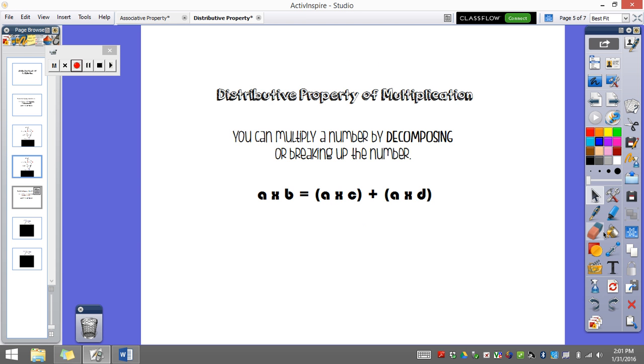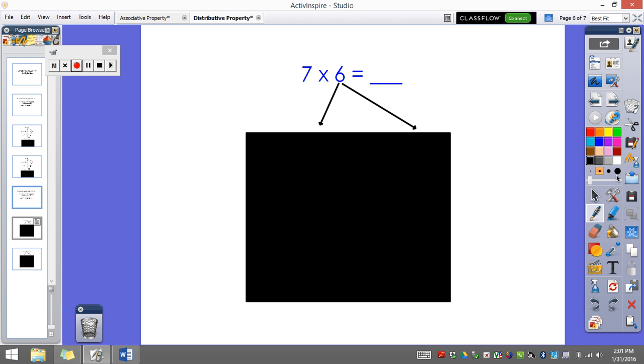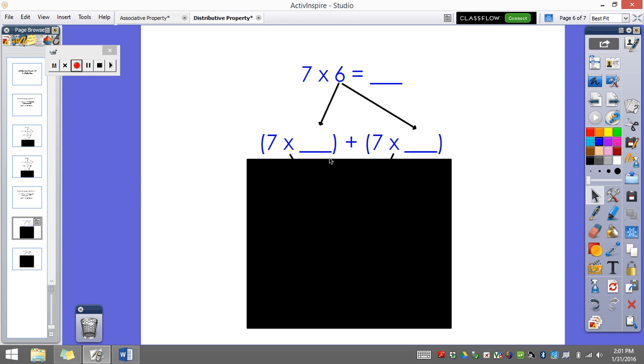Again, the distributive property of multiplication says you can multiply a number by decomposing or breaking up the number. If we look at these examples, we have 7 times 6. We could break up 6 or decompose 6. What two numbers could I use to decompose 6? I could say 3 and 3. 3 plus 3 makes 6. So now I'm going to solve 7 times 3 and 7 times 3.